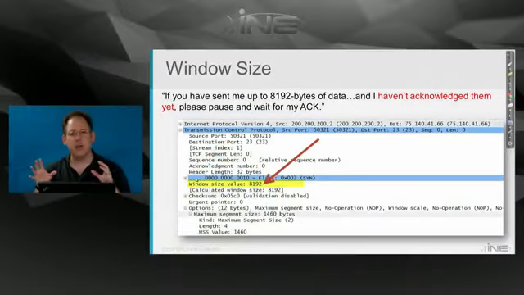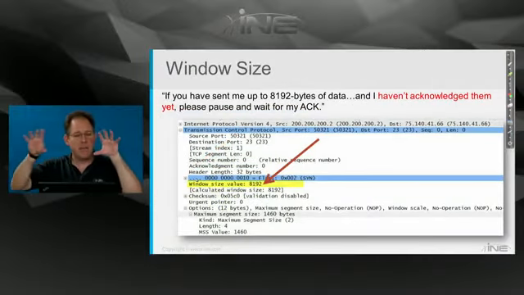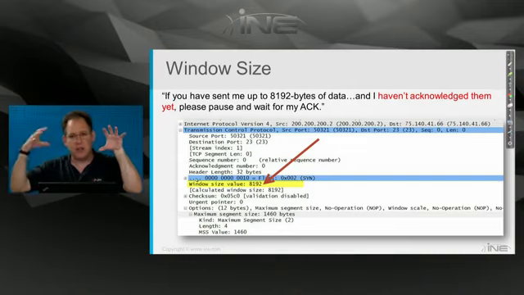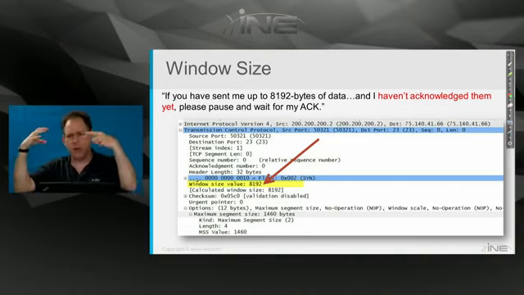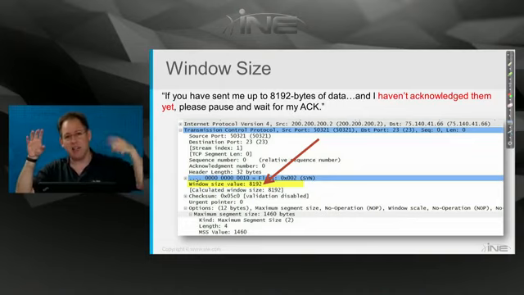So the moral of this story is TCP is keeping track of two windows, the receive window, what the receiver can handle, and the sender's window. And whichever one is smaller, that tells this guy how much he can send.